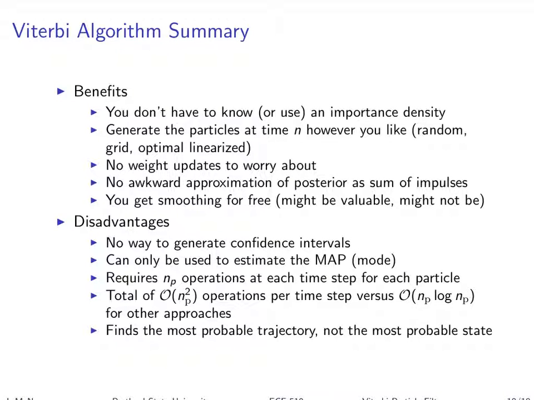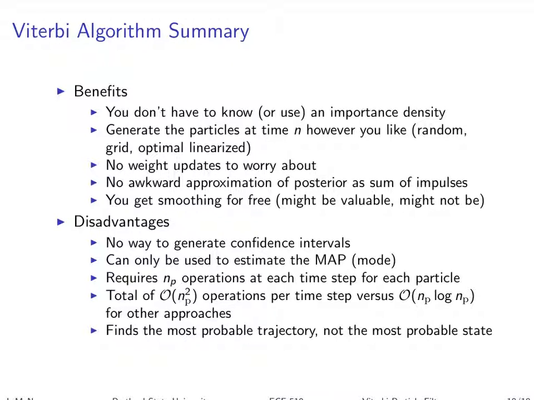So here's the last slide on this topic, the pros and cons. There's no more importance density. You can use it if you want to, but you don't need one. You don't need a random number generator to do this. You can really place particles however you like. It doesn't have to be random anymore. It had to be random with the other particle filter framework we're using.